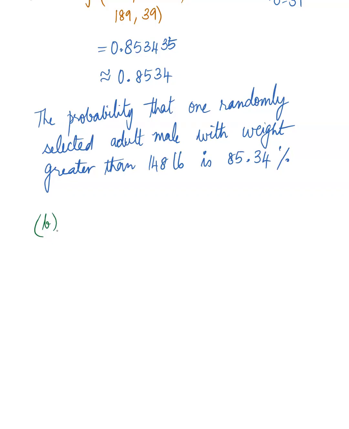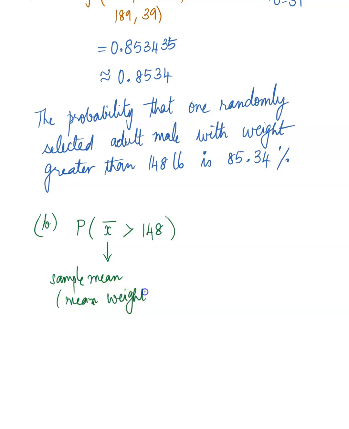Now for part B, we are talking about the probability of X bar greater than 148 pounds. Okay. So remember, this is mean, or sample mean, I say. In this case, it was mean weight. And that means it triggers CLT.